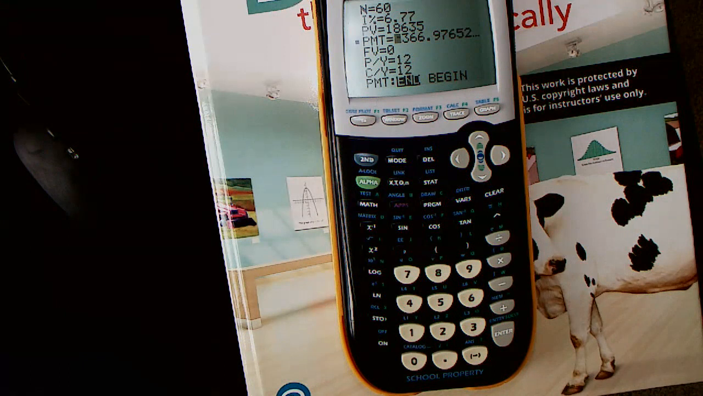5-year loan, so 60, 6.77. And price minus 9,000. 27 minus 9 is 18,635. Yeah, everything's fine. Let's go back to the test.